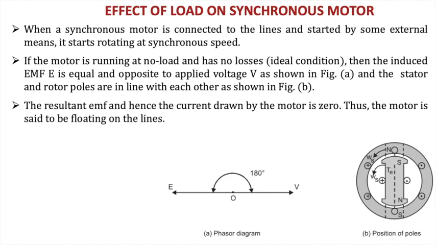Now when you want to load the synchronous motor, suppose it is under no load condition. Under no load condition, the induced EMF and the applied voltage will be just in opposition, and the stator and rotor will have the opposite position. You can see the south pole of the rotor is facing the north pole of the stator, and that will be a comfortable position. So the resultant EMF and the current drawn will be zero, because the motor is said to be floating on the lines, because E is equal to V, so almost no current flows. But that is an ideal situation.